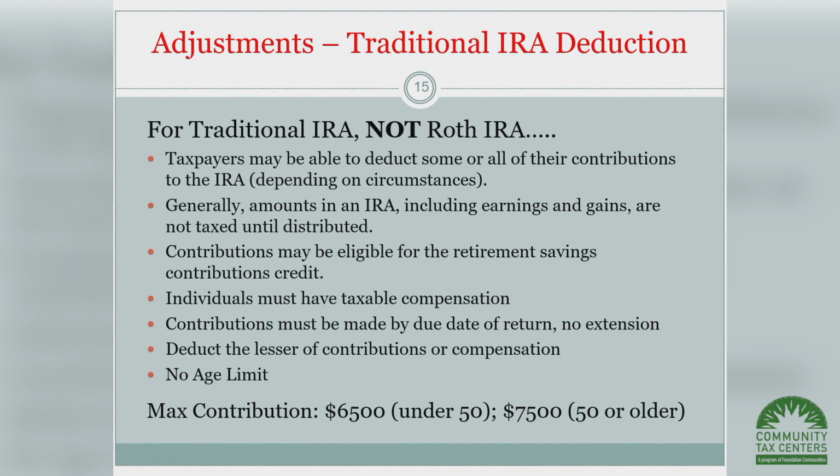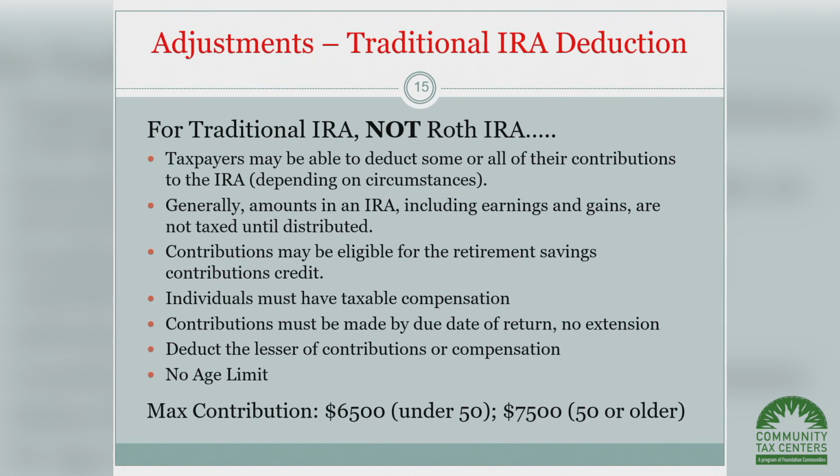When you withdraw your Roth, the proceeds are not taxable. You've already paid tax on the money, but the earnings are not taxable to you. Now, taxpayers may be able to deduct some or all of their contributions, depending on the circumstances. Generally, the amounts in an IRA, including earnings and gains, are not taxed until distributed. Contributions may be eligible for the retirement savings contribution credit.